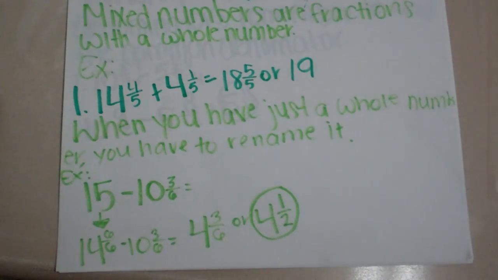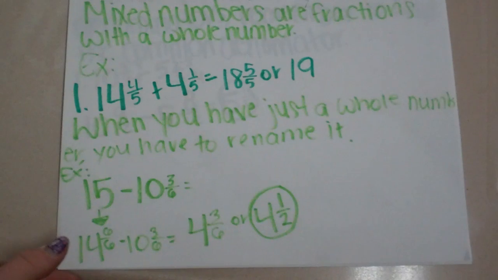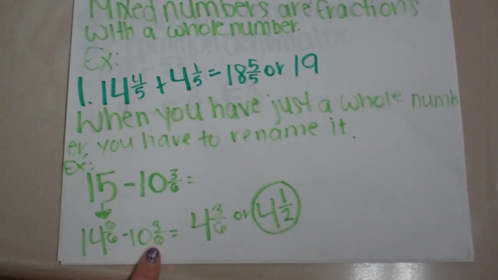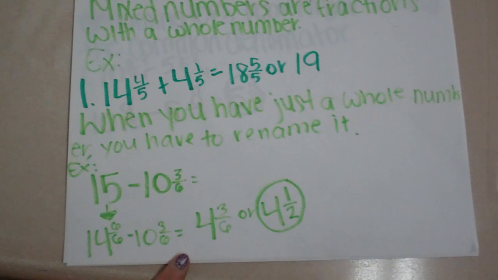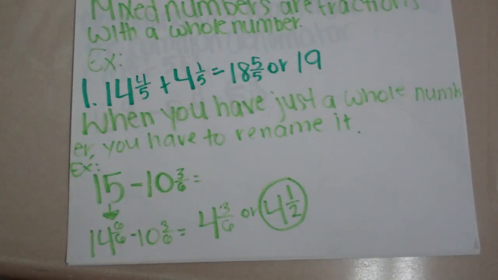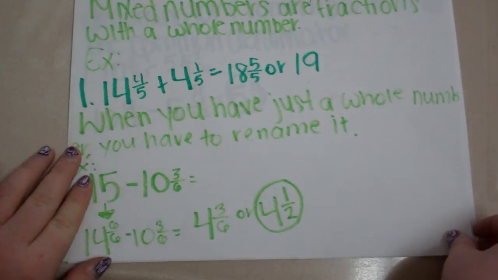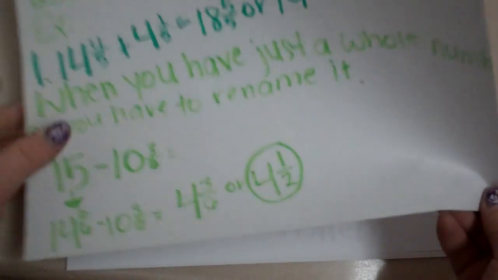Example, 15 minus 10 and 3/6. You have to rename 15. So you subtract 1 from 15 and you get 14, 6/6. Minus 10, 3/6. You can do that because they have the same denominator. So your answer would be 4 and 3/6, and you can simplify that. So your final answer would be 4 and 1/2.